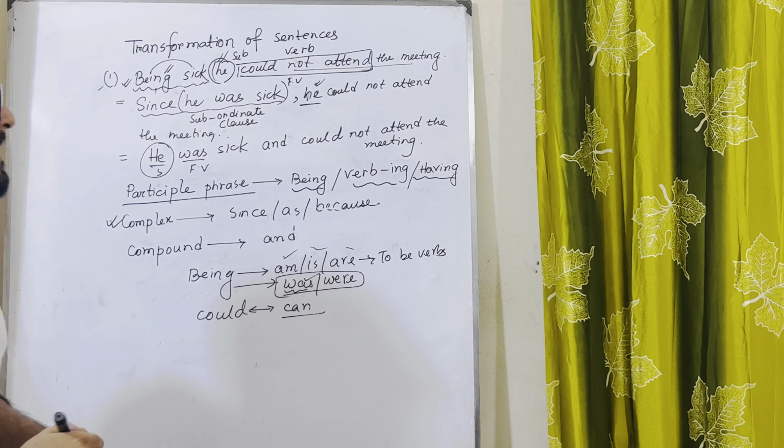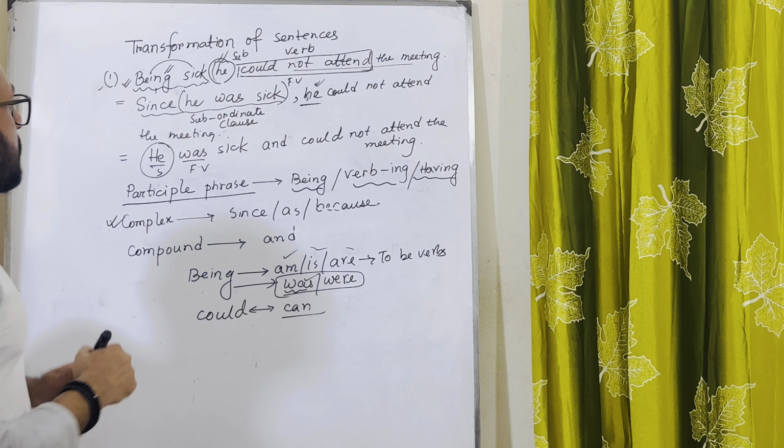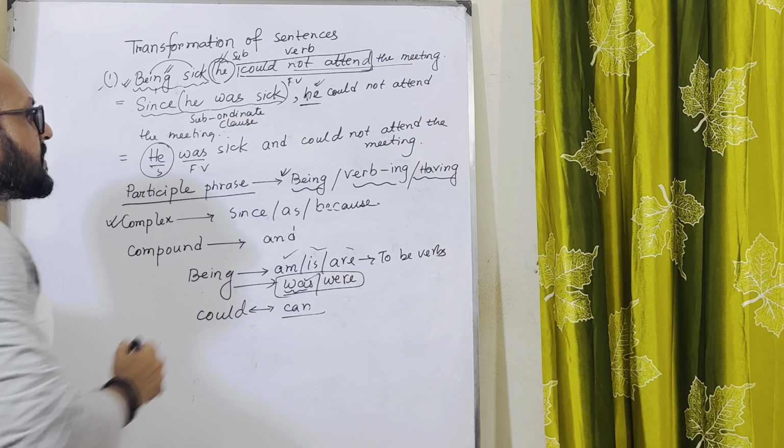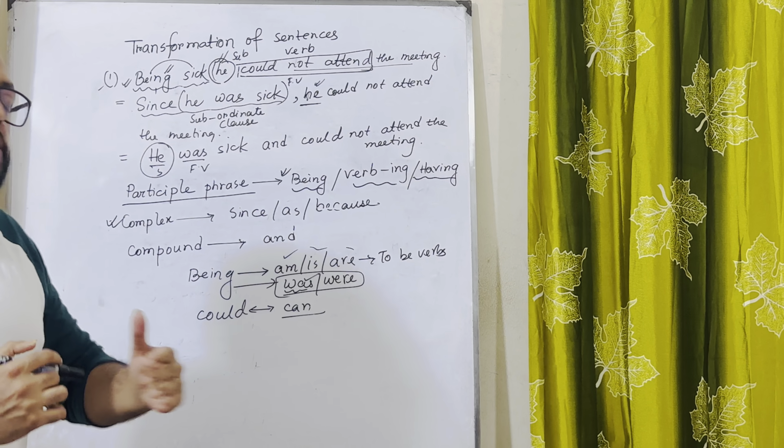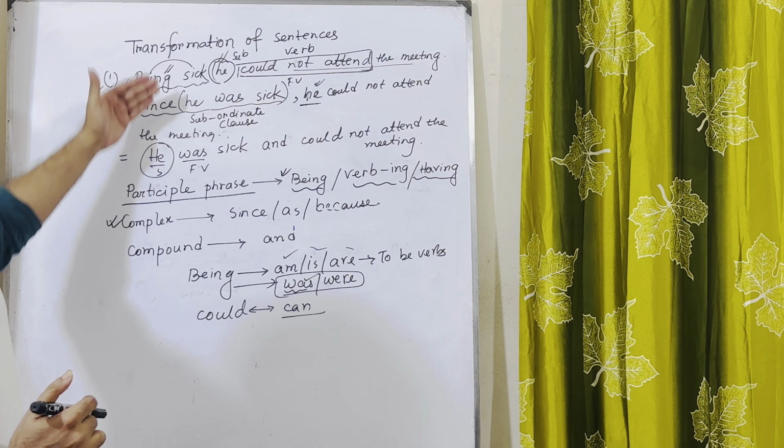In this way, if your simple sentence starts with any participle phrase, or being, or verb-ing, or having, you can turn it into a complex or compound sentence using this method.